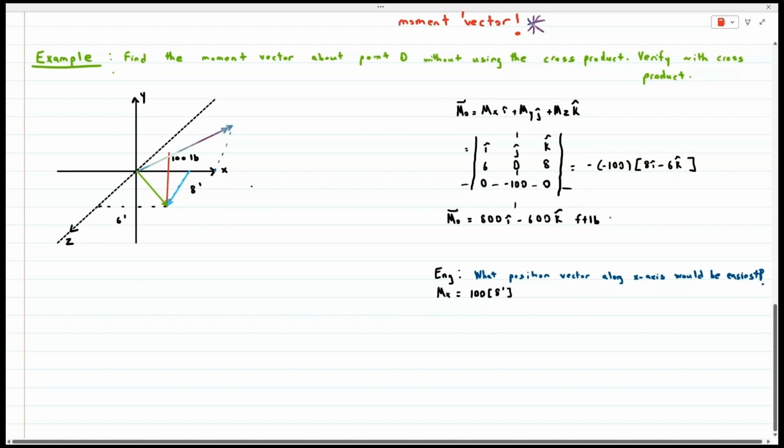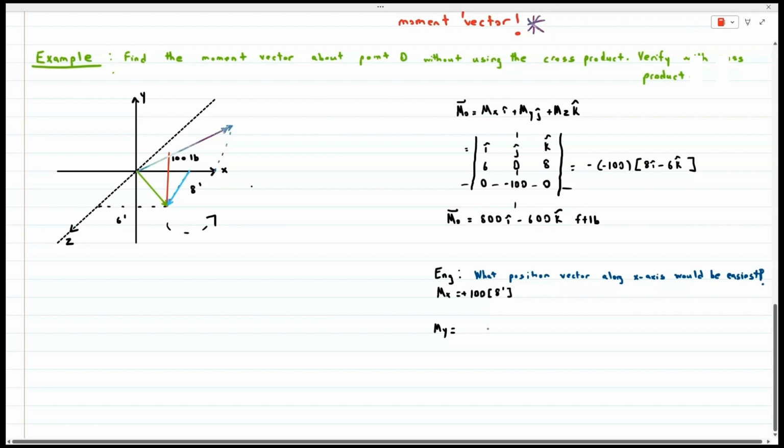Which direction does it point? Think about the rotation of that position vector. If you curl your fingers in the direction that the position vector is going to be rotating, what you can see is that your thumb is going to point in the positive x-axis, meaning that that moment is a positive value.